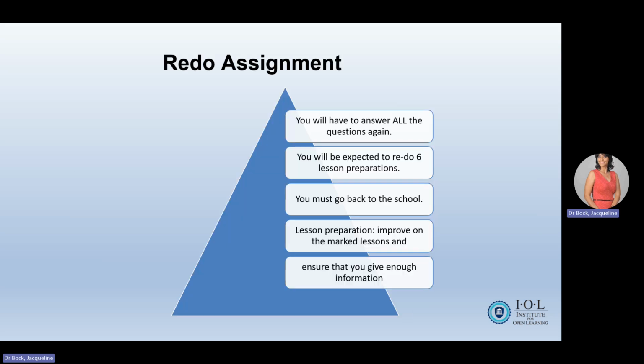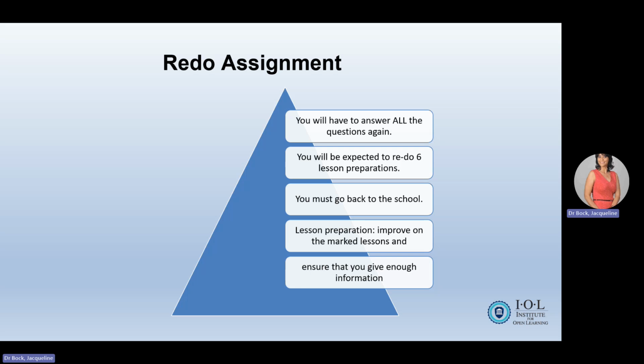The assignment, this is now the assignment. If you have failed your assignment, then you will have to redo the assignment. You need also to answer all the questions again. For the preparation, you will present the 6 lessons, write it out first, go back to the school, and then present. The lesson preparation is to improve on the marked lessons and ensure that you give enough information. Please do give enough information when you go back and you do the redo.